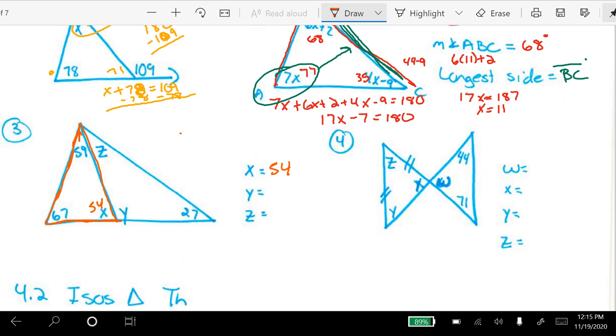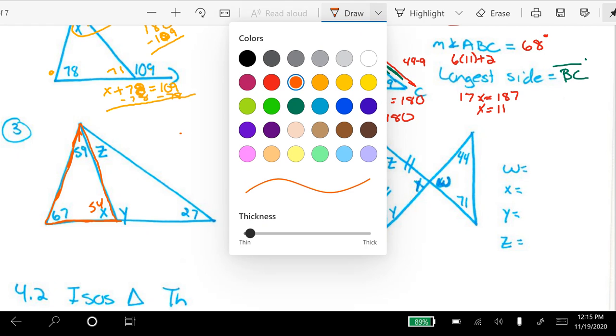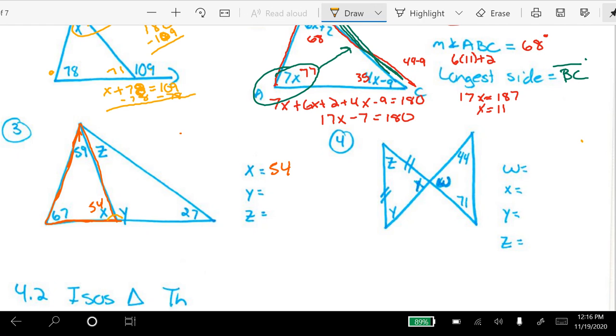Once I've established that x is 54, I should know that the relationship between x and y is that they are a linear pair. They're forming a straight angle. So if this is 54, I can do 180 subtract the 54 to figure out what angle y is going to be. And that's going to be 126.